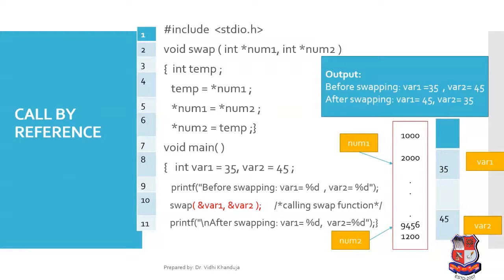Directly the memory location, the memory cell, the value at those locations will be changed when we are calling by reference. A function is called by reference, passing the reference of a variable, passing the address of the variable. Now if I am calling printf after swap at line number 11, what value will I get? 45 and 35. The values will get swapped. Clear?